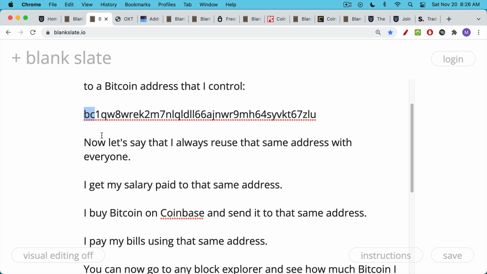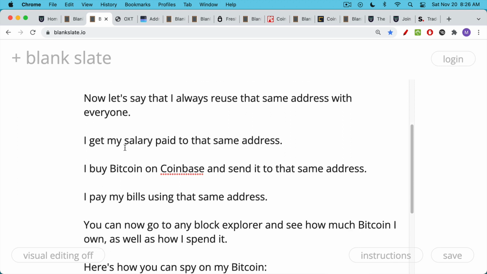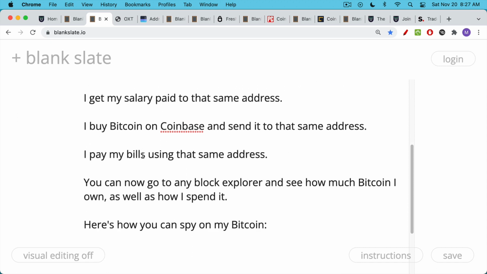And let's say that I'm very sloppy and I always reuse that same Bitcoin address with everyone. Let's say I give it to my boss and he pays me in Bitcoin to that same Bitcoin address. I buy Bitcoin on Coinbase. I withdraw it and send it to the same address. And let's say that I even do some spending. Maybe I pay some of my bills using the same Bitcoin address.